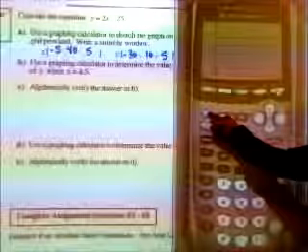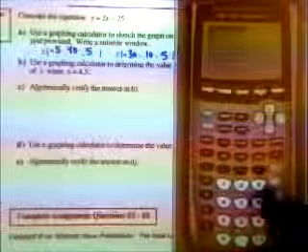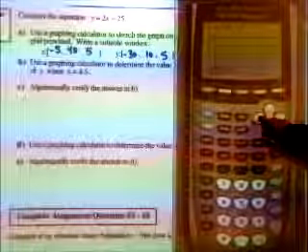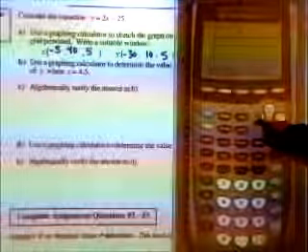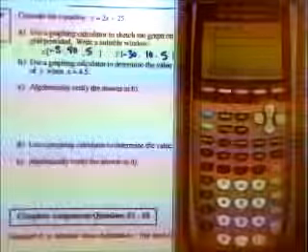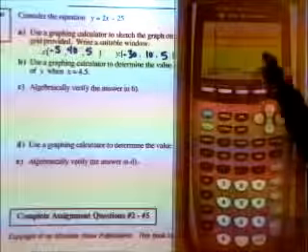So if I go second trace, intersect, which is number 5, try to get close to that intersection, press enter 3 times until the word intersection comes up. And what is the x value equal to?